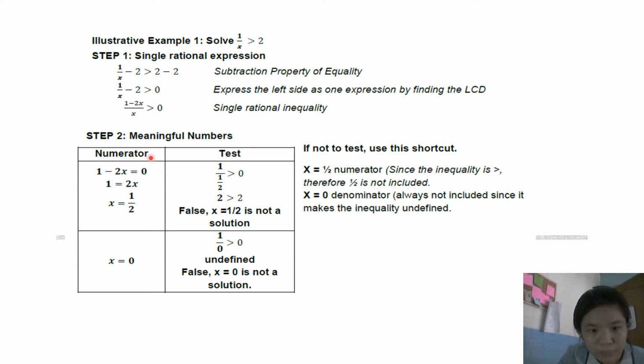So, ayun nga, meaningful numbers. Numerator, una, tignan natin yung rational expression natin, or single rational expression na nakuha natin sa step 1. Tignan natin yung numerator. 1 minus 2x siya, right? So, 1 minus 2x equals 0.